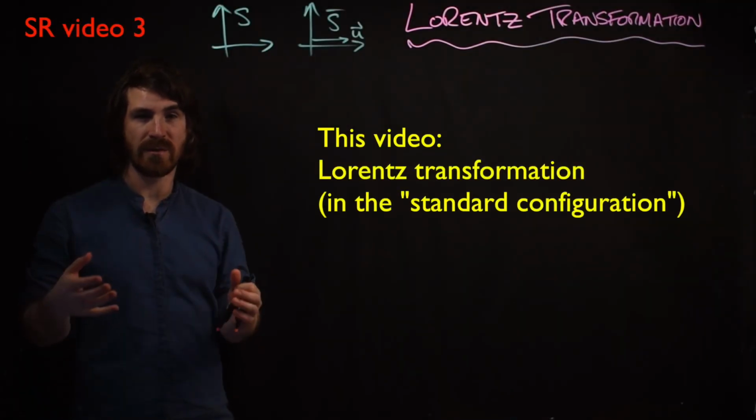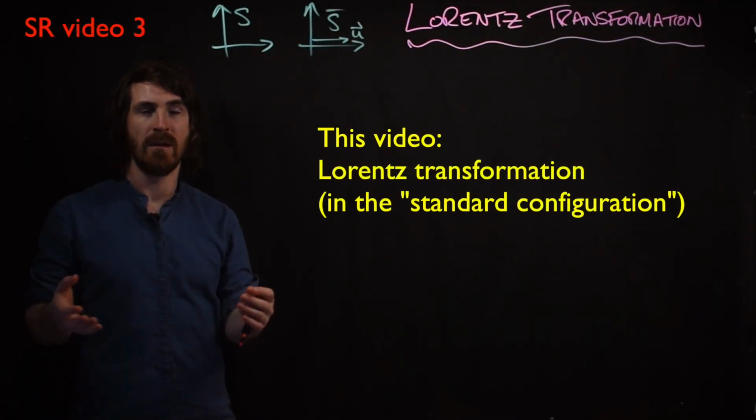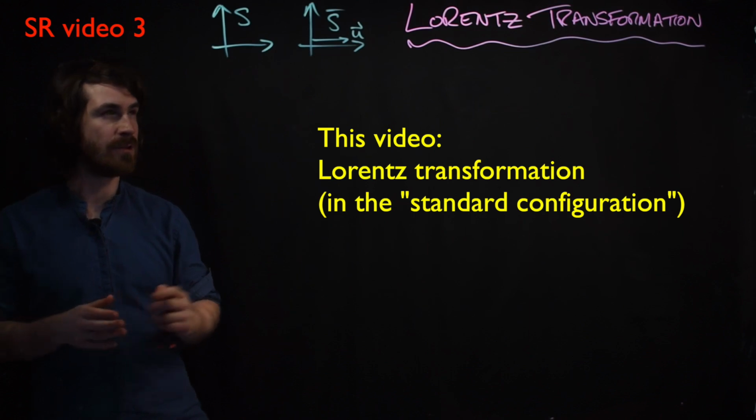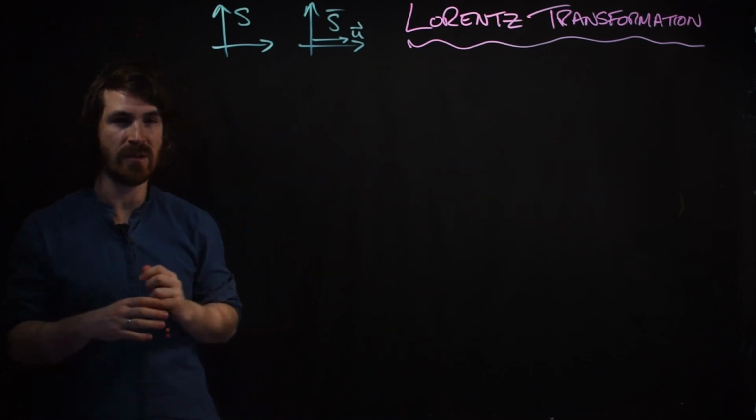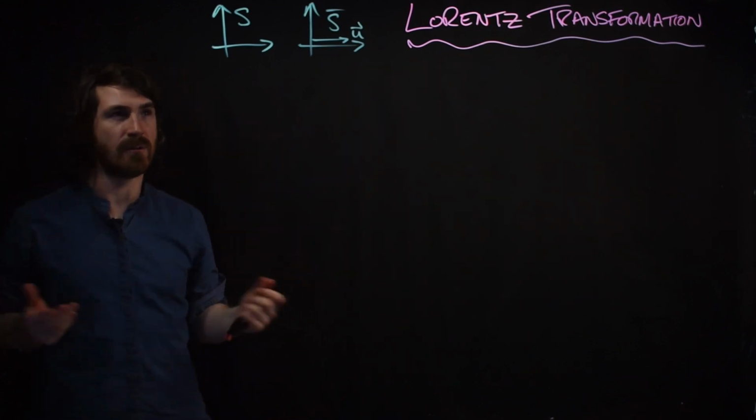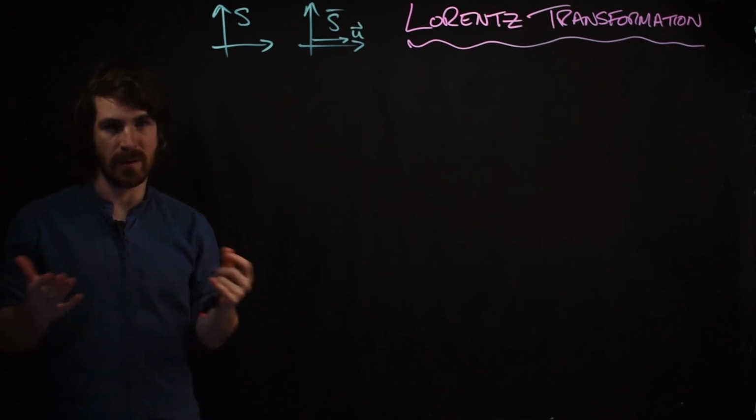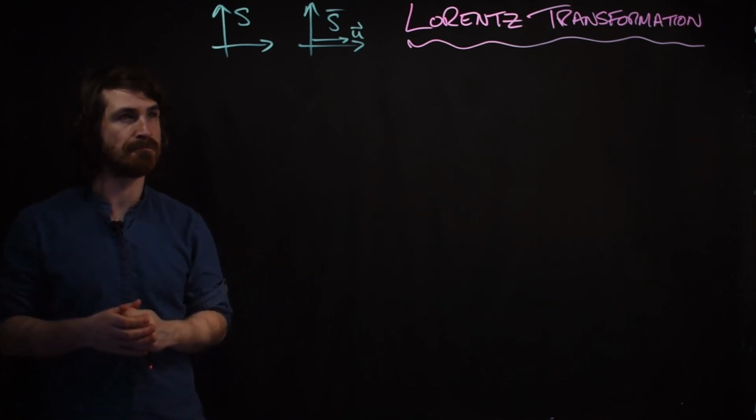So we now know that the transformation between the coordinates is linear. And we're now going to derive that transformation. It's known as the Lorentz transformation, and it's the key of special relativity. It's where the implications and consequences come from.